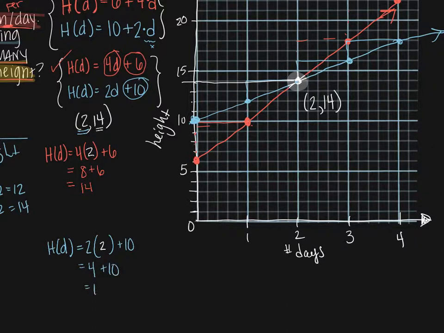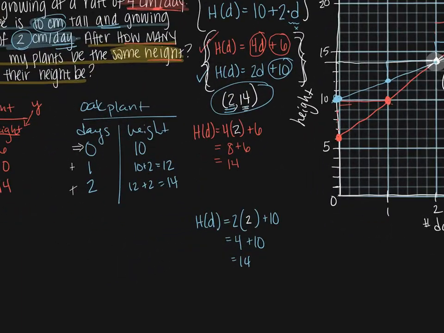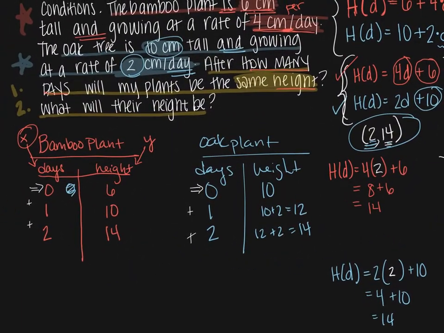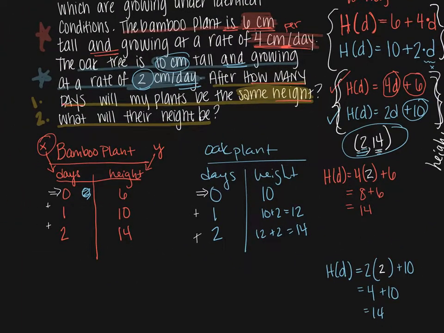I'm going to do the same thing for my blue system. Again, I plugged 2 in, I got 14. So this ordered pair is indeed a solution to both of my systems. All right, now let's remember that I'm talking about my system, both equations. Let's go back to our question and see if I actually answered what the word problem wanted. Well, notice here that it's asking, how many days will my plants be the same height?